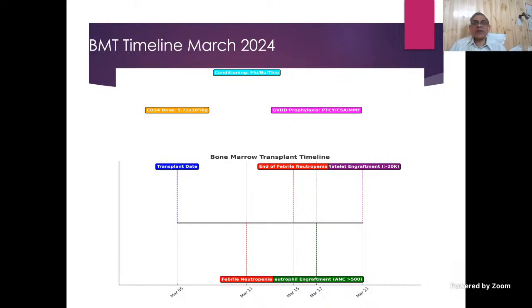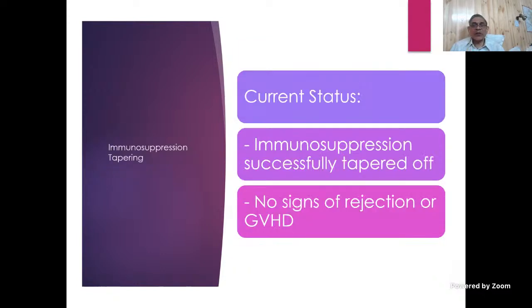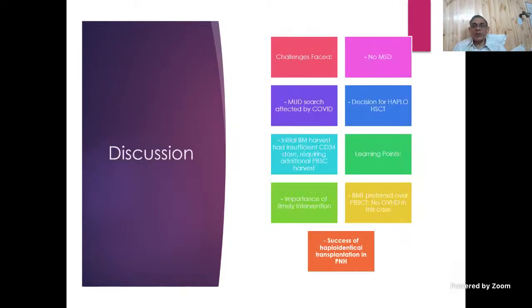platelets were concerned. Post-transplant, she had a little bit of an issue with CNI-induced hypertension, hirsutism, but no major infections. Except for a grade 2 upper GI GVHD, which responded very well to budesonide therapy alone, there was no major issue as far as the GVHD was concerned. So now it's 100% donor chimerism, no evidence of PNH clone. Current status is that just short of a year post-transplant, all our immunosuppression has been tapered off. There's been no rejection or GVHD.